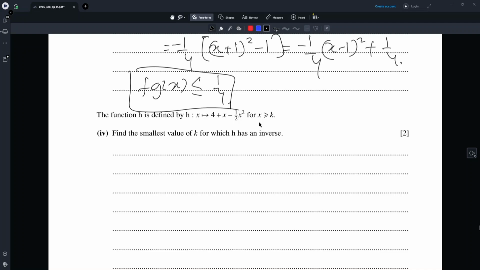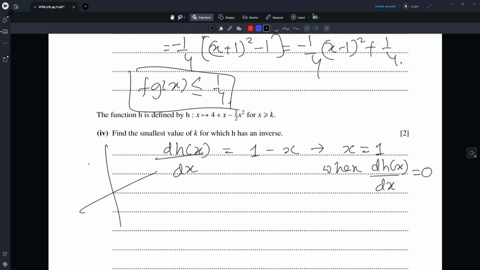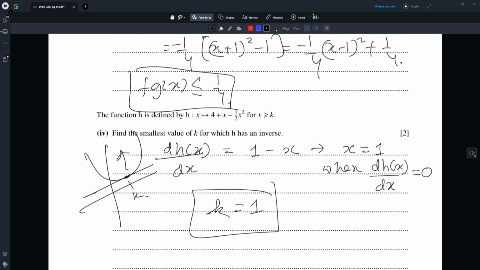Then for this one, what I have to do is that we have this smallest value of k for which h is an inverse. So square completion, or we can also try dy dx as well, dh of x dx. If we do that, because you're allowed to do so, we have 1 minus x, where x equals to 1 when dh of x dx equal to 0 at the turning point. Because exactly at the turning point is basically where we have this whole thing greater than k. This is my x equals to k. So my k equals to 1.